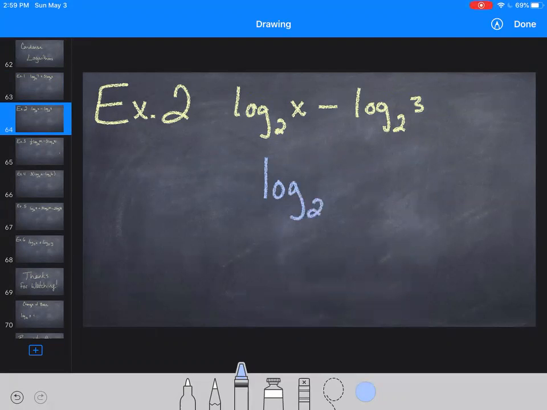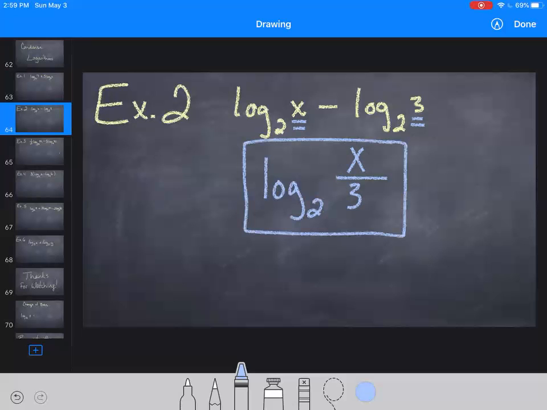And whenever I have a fraction, I know that anything that had a positive log in front of it will go to my numerator, and anything that had a negative log in front of it will go to my denominator. So I had an x that had a positive log in front of it, so the x goes to my numerator. And I had a 3 that had a negative log in front of it, so my 3 goes in the denominator. So here's the condensed form of my logarithmic problem.